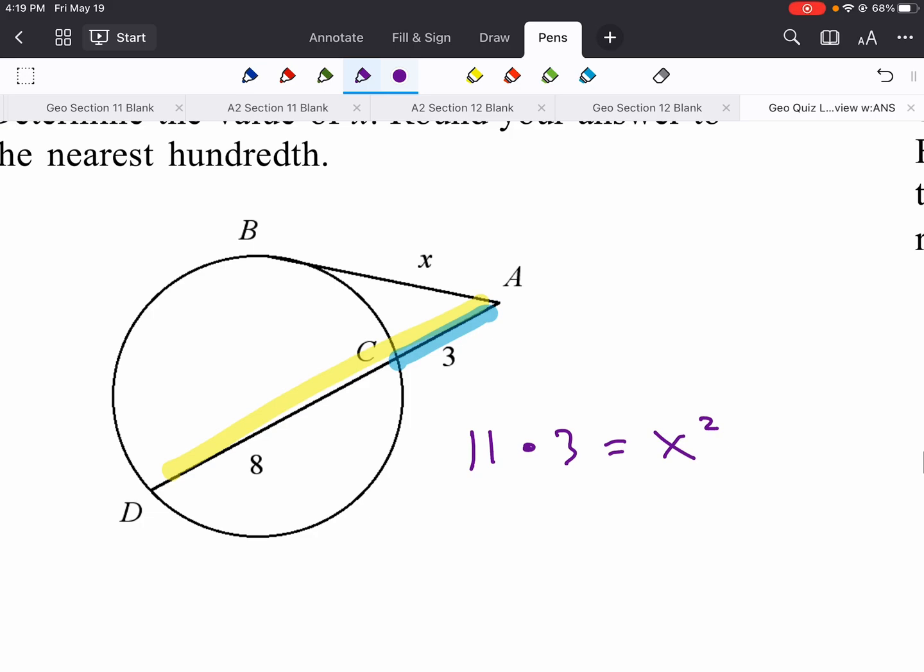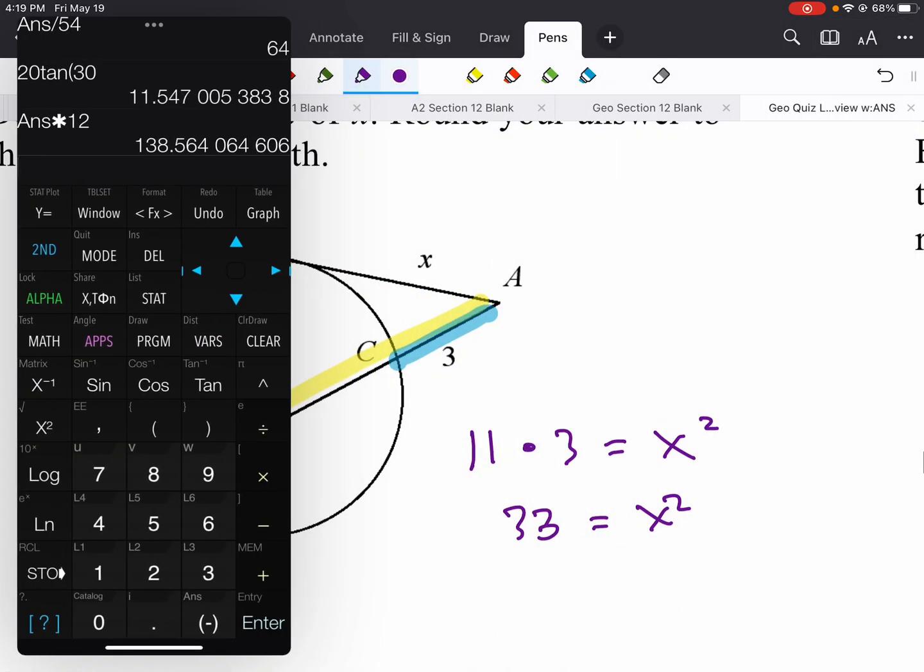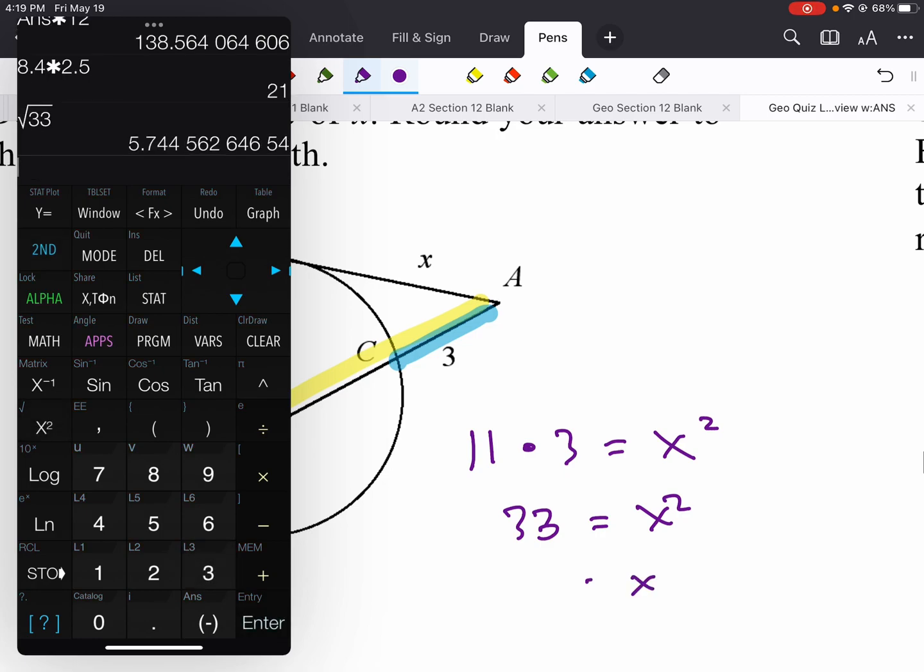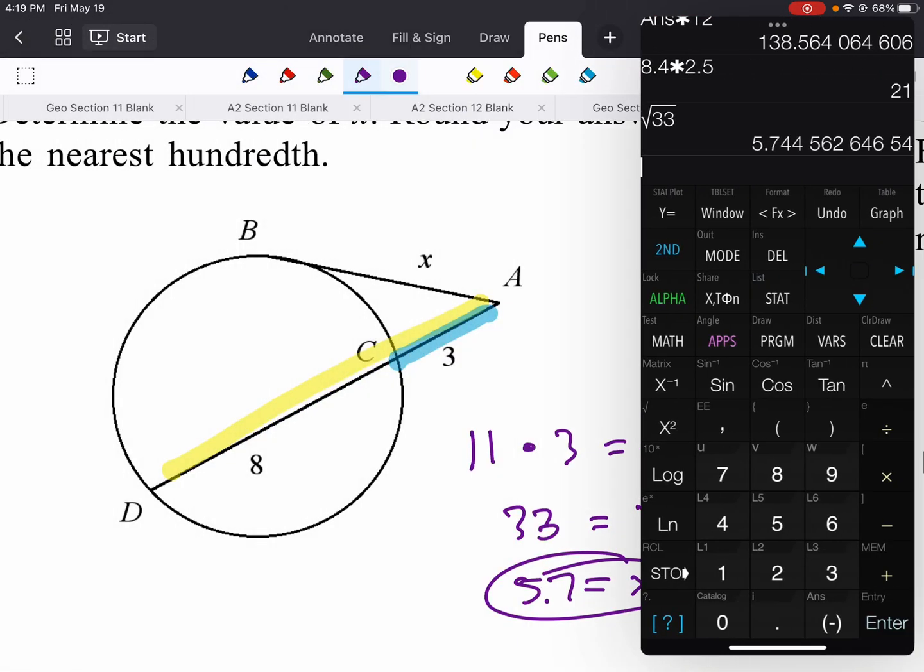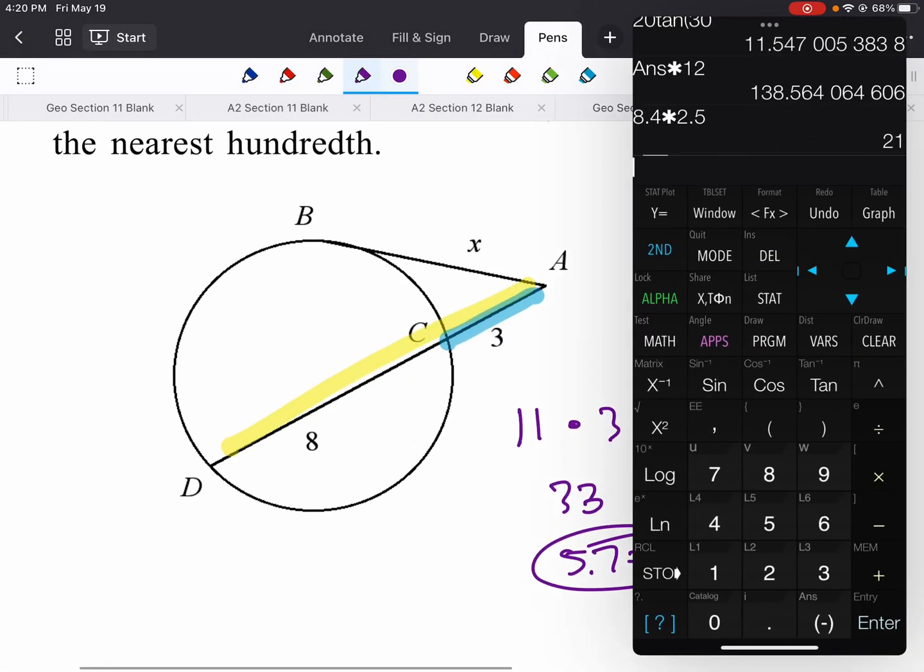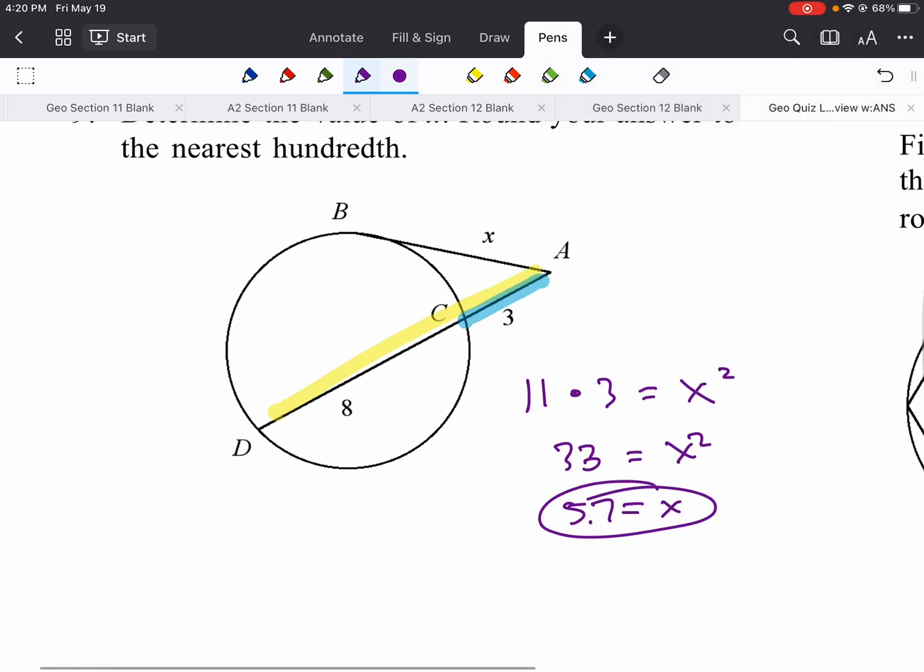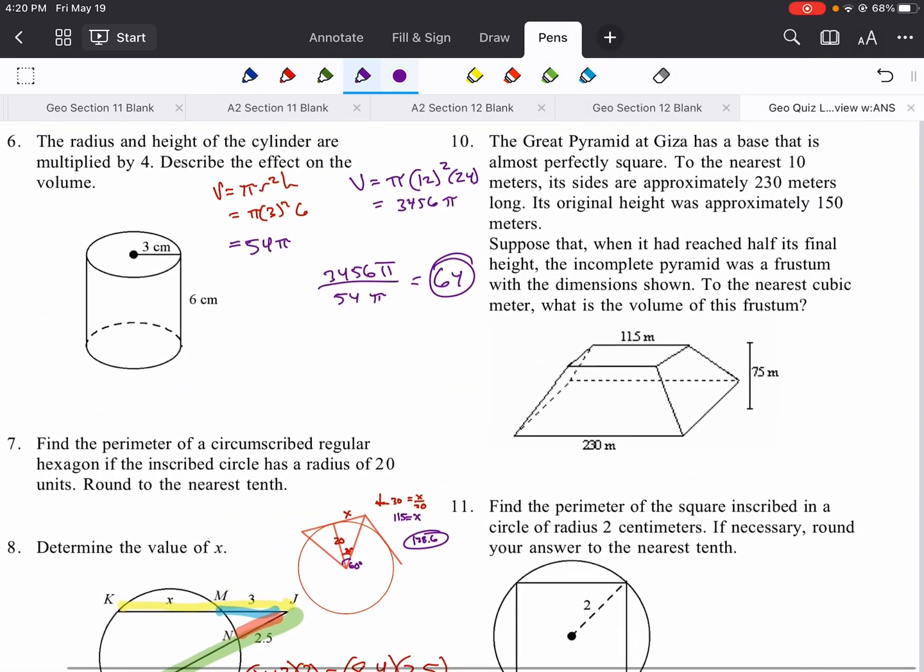So here we go. This is 33 equals x squared. And let's take the square root of 33. And it's 5.7. Okay, to the nearest hundredth, 5.74, correction. All right, here we go. All right, last couple, and we're good.